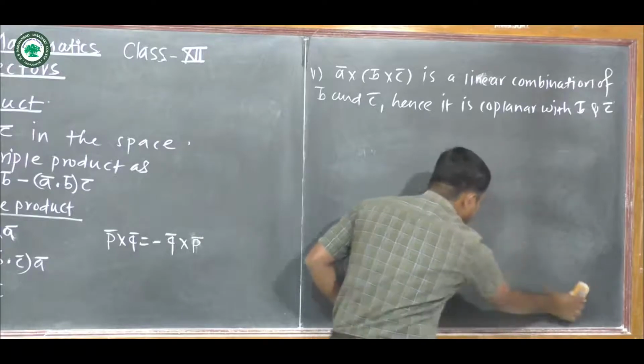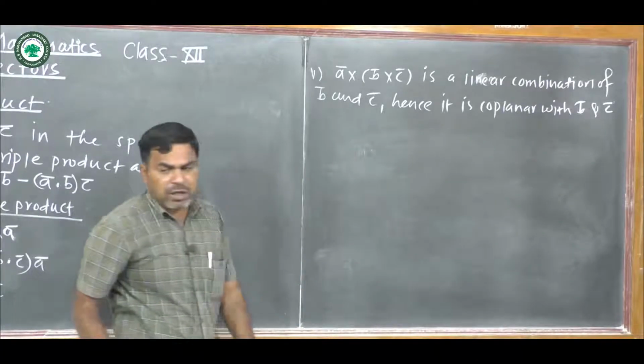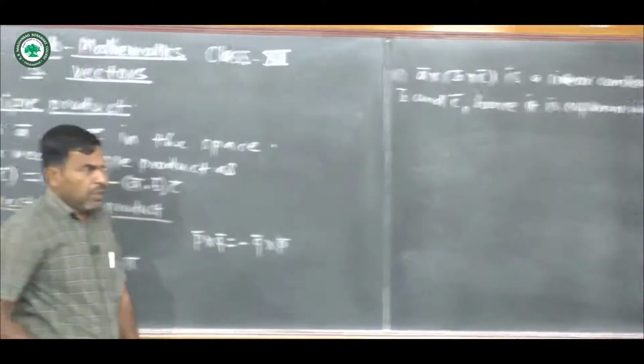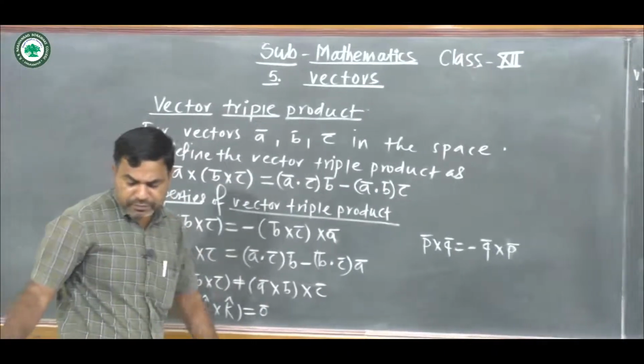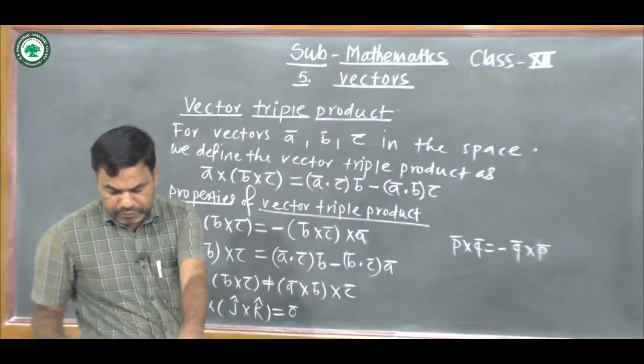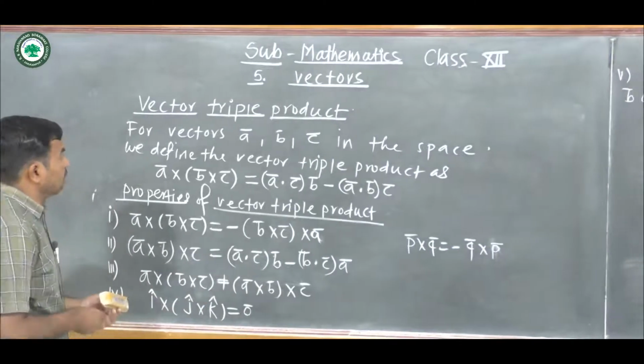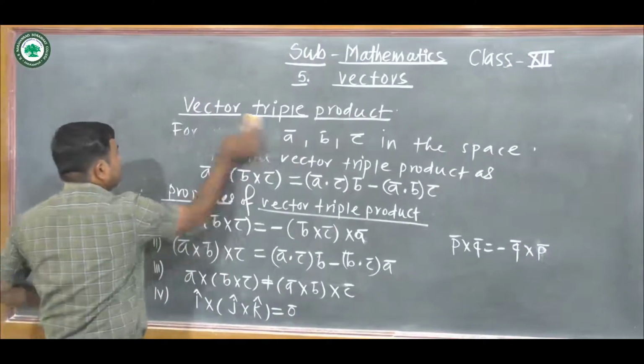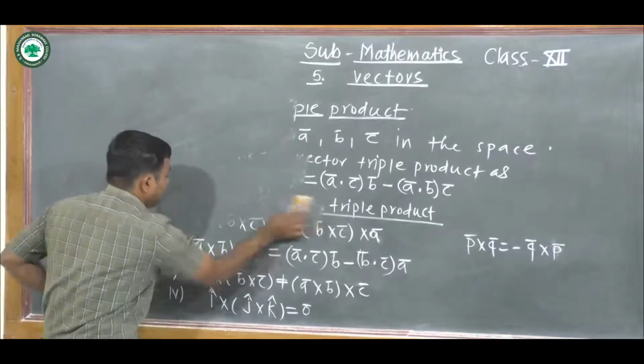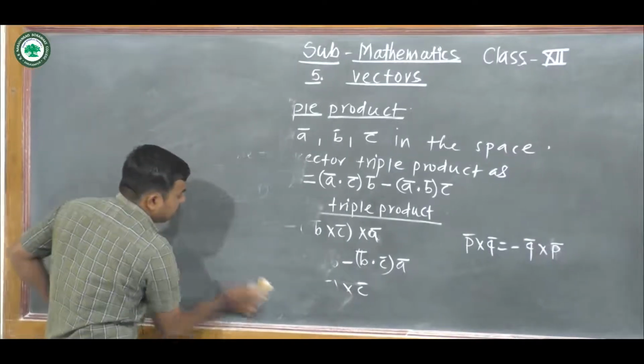So this is everything about the vector triple product of three vectors. Now let's see some examples. First we see the examples on the first two theorems which we have taken as formulae for this academic year.